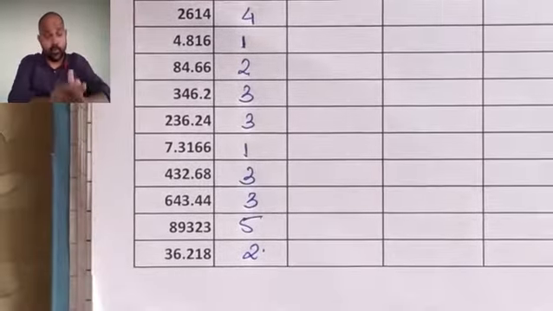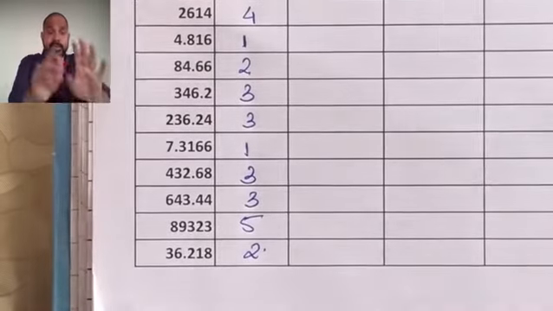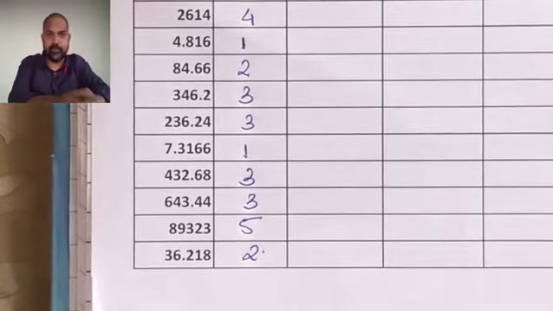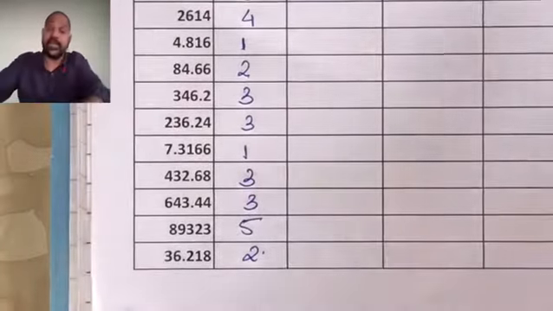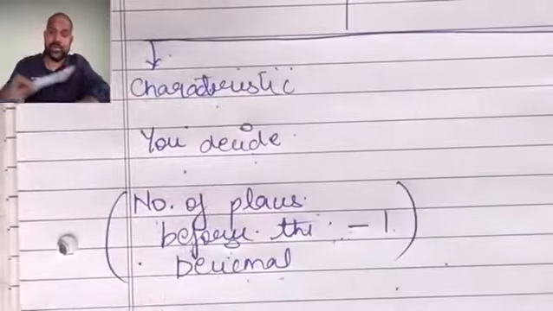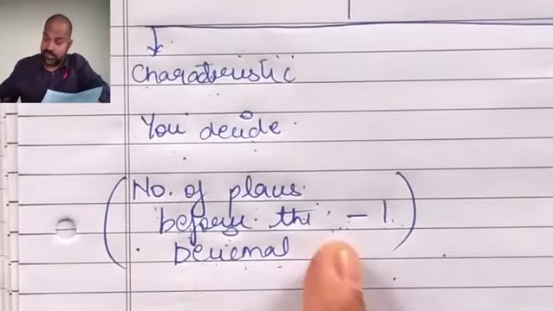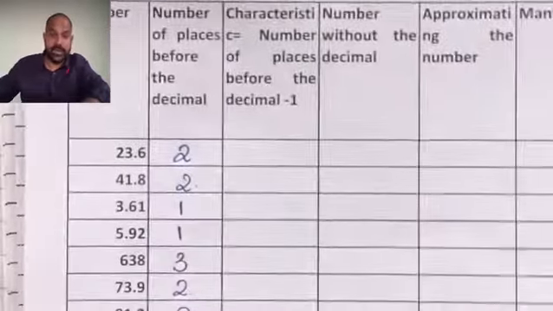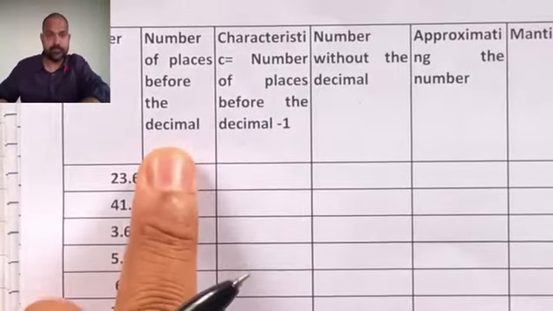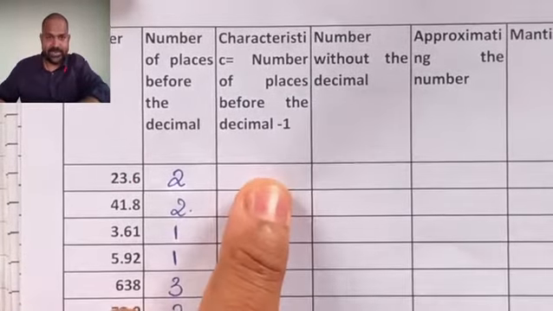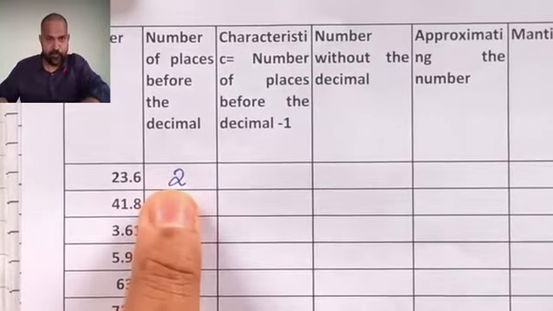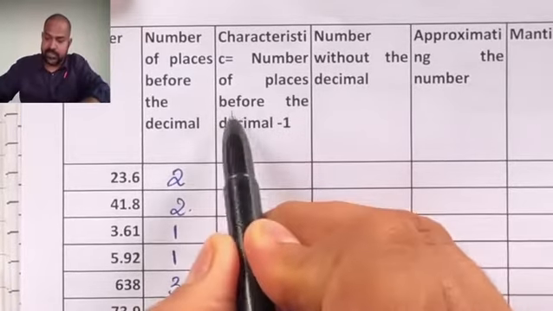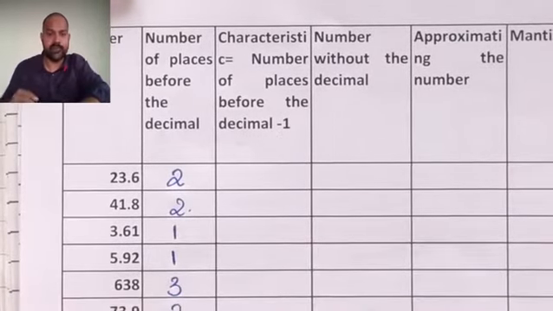I'm going to repeat this and I'm going to keep repeating this over and over again till it is embedded in your brains. Log of a number has 2 parts. One part is called the characteristic while the other is called the mantissa. The characteristic you decide. What do you mean by you decide? It is the number of places before the decimal minus 1. So I have found the number of places before the decimal. Now to find the characteristic, it is number of places before the decimal minus 1.